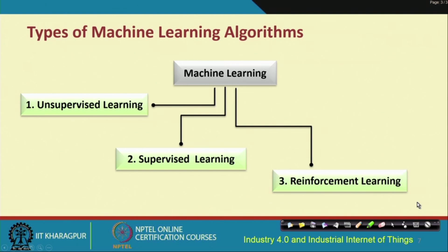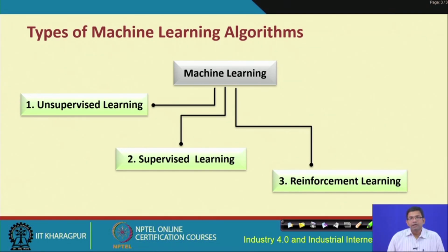So, there are different machine learning algorithms. They can be classified broadly into different types. These are the three main classifications that are very well known: unsupervised, supervised and reinforcement learning, which is kind of a semi supervised kind of learning, right. So, we have unsupervised, supervised and reinforcement learning machine learning algorithms.